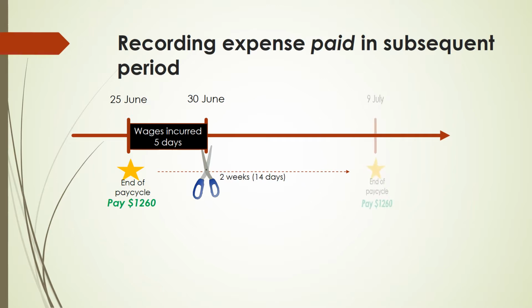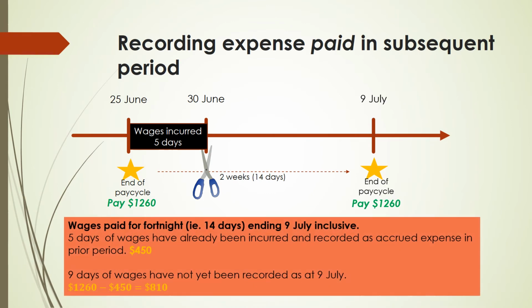So in this example here, as mentioned earlier, on the 9th of July is when the employee will be paid next. In this case, the employee will be paid the total amount of $1,260, which relates to the payment for the fortnight ending 9th of July inclusive. But we need to make sure that we remember that we have already accrued the expense for the 5 days of wages already incurred in the previous period, and this amounted to $450. The balance of $810 have not yet been recorded as an expense as at the 9th of July.